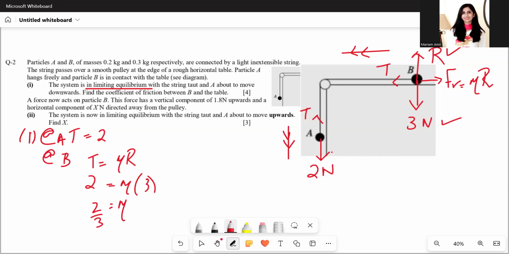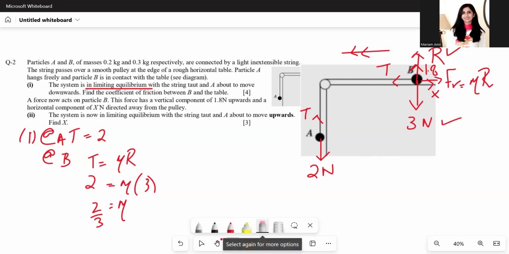A force now acts on particle B. This force has a vertical component 1.8, so there's a component in this direction, and a horizontal component of x newtons directed away from the pulley. So now there's an x newton force in this direction. The system is now in limiting equilibrium. That means still it's at rest with the string taut and A about to move upwards.